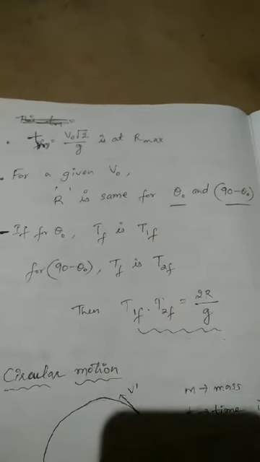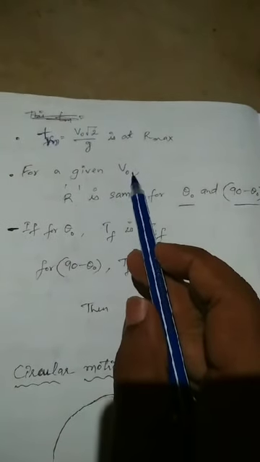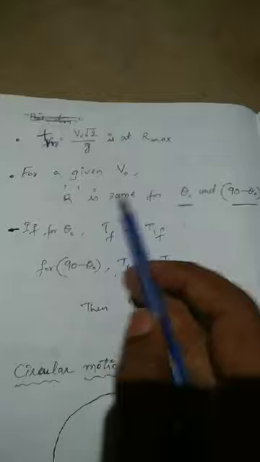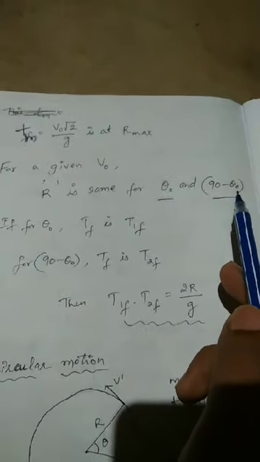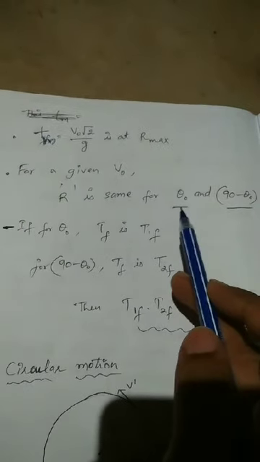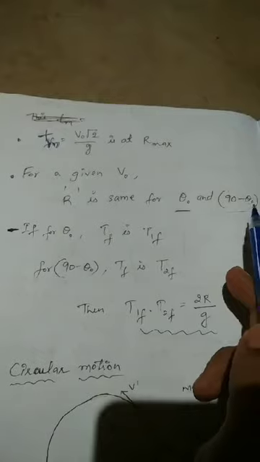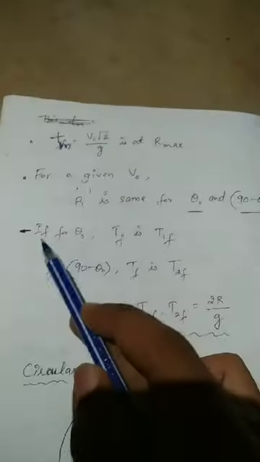2 times it is different. So what is the condition? If V naught is the same value, R is the same, then theta naught and 90 minus theta naught are the angles of projection if they are different. Remember this. For theta naught and 90 minus theta naught, R is the same for a given value of V naught.